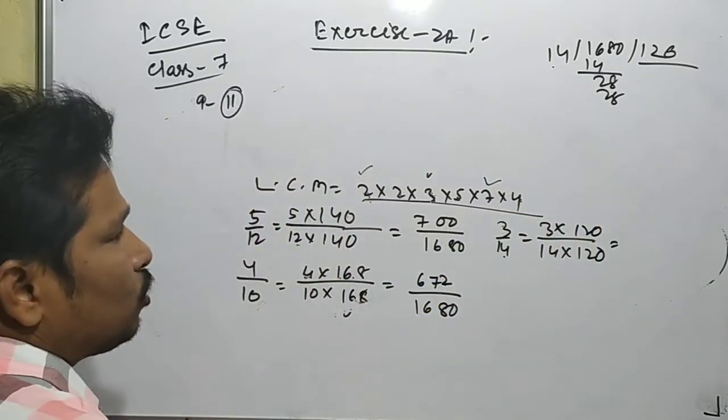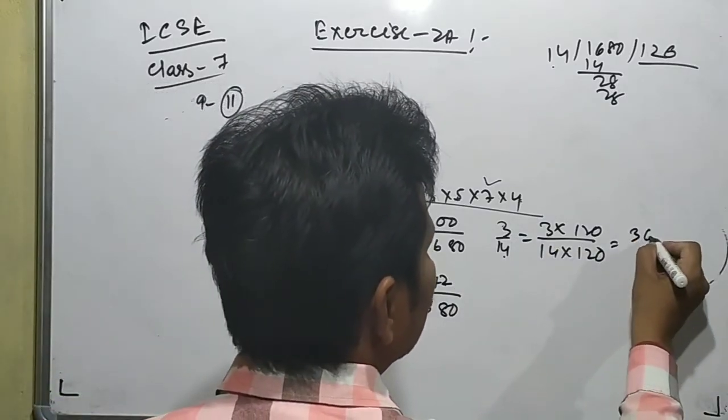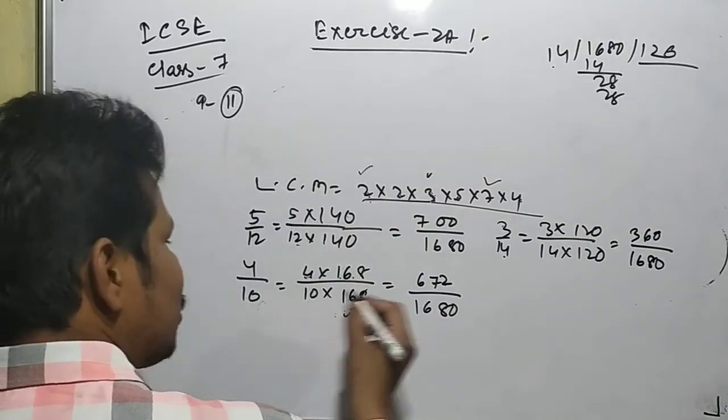You can also find it without doing the division. So our result is 360 by 1680. Lastly, 1 by 16.